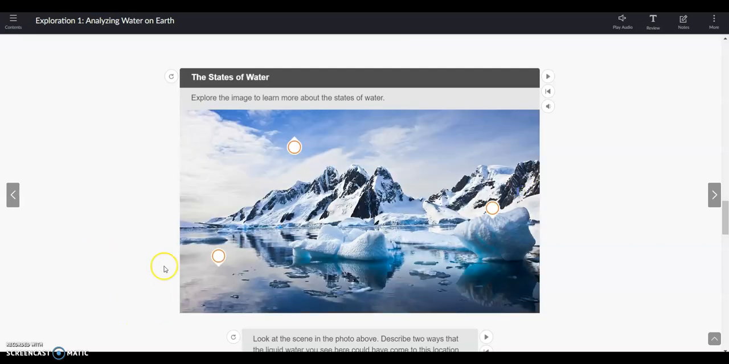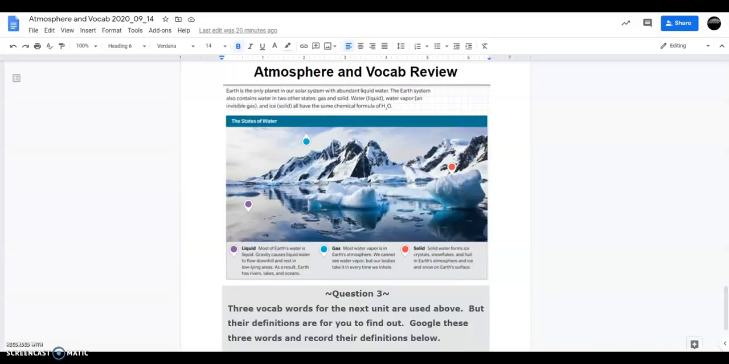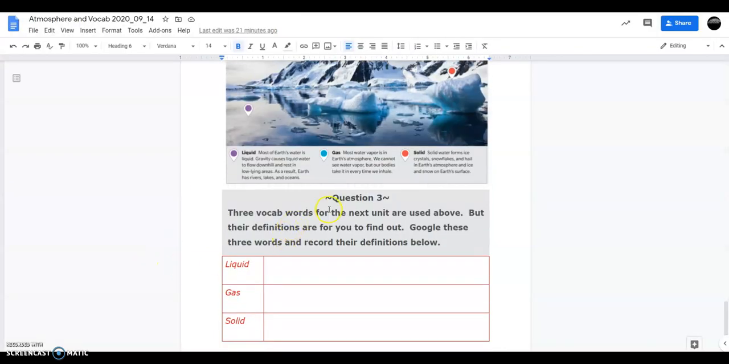Perfect. Thank you, computer robot voice. You're amazing. You can use this and the good Google to go ahead and search up these words. Let's look back at it. Three vocabulary words for the next unit are used above. Google them. So I would just go into Google.